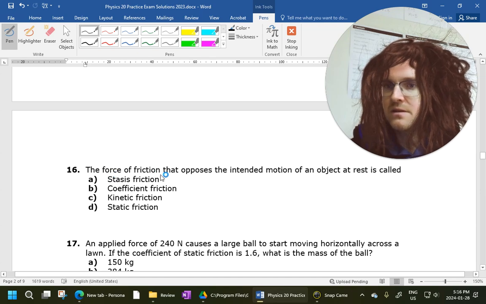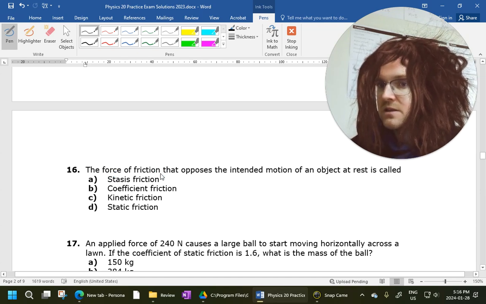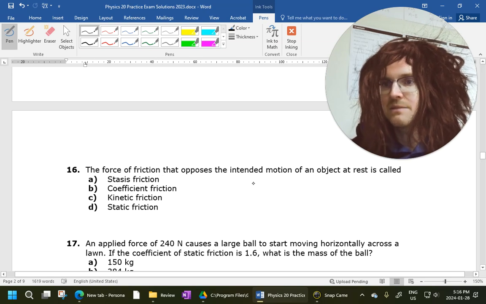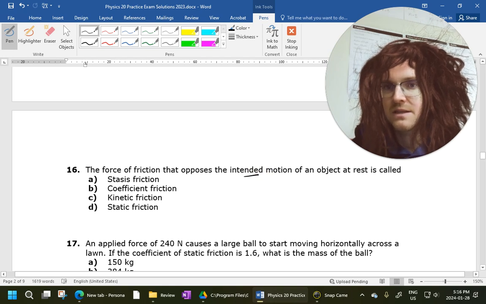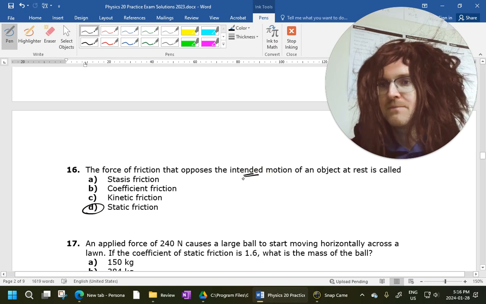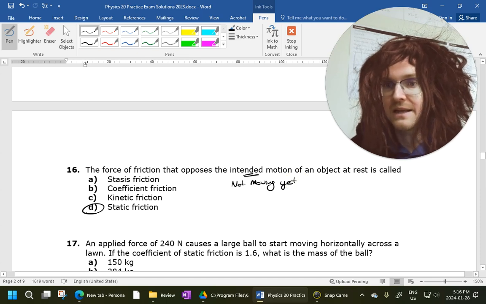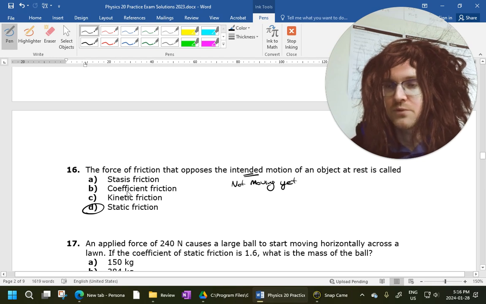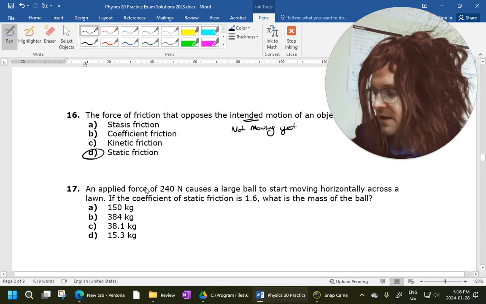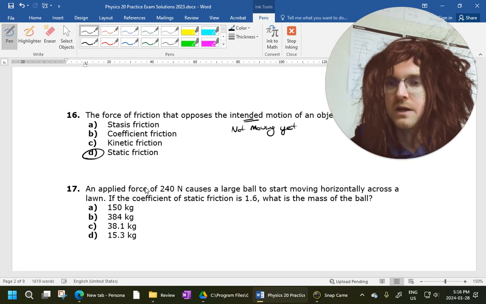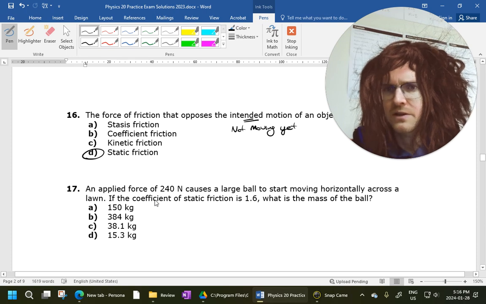The force of friction that opposes the intended motion of an object is called, opposes the intended motion. So assuming we're not moving at this point, I'm going to say that's my static friction. So I'm not moving yet. If it is moving, it's opposing the motion as it already has, and then that's kinetic friction. The coefficient of friction is just the relationship between the normal force and friction. It's just a way to say that if you increase the weight on the object, the friction is going to increase as well. It changes depending on the material you're on.